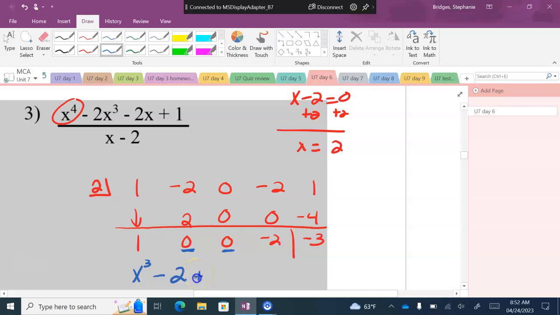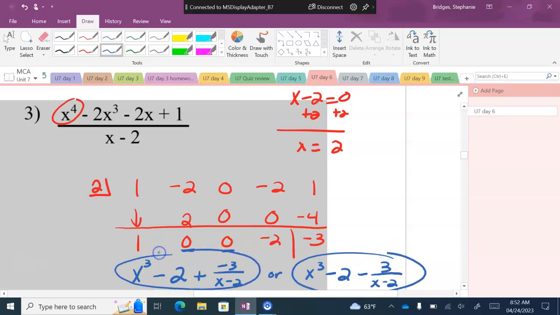So remember, you can either write plus your remainder, which is a negative here, over the x minus 2, which is what you divided by, or you can write it as x to the 3rd minus 2, and then minus 3 over x minus 2. You can either write plus a negative, or you can write it as minus. But you have to take the remainder and put it over the divisor before you changed it, and that's how you would leave your answer. Anybody have any questions on synthetic division?